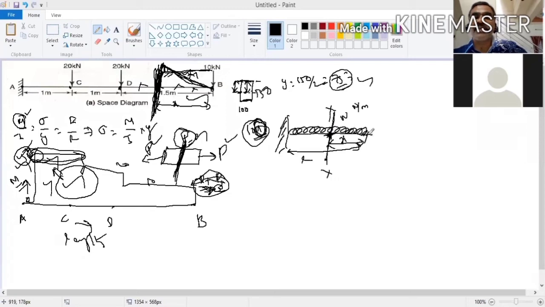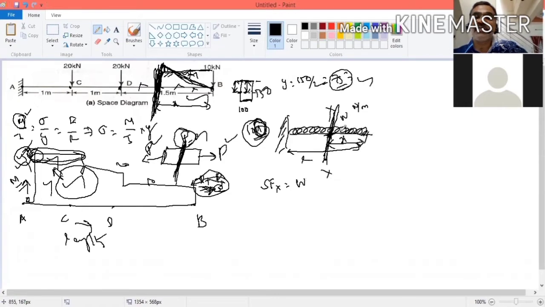If you take the right side, how much amount of load is acting? You have to see. That is the shear force at this point. Shear force at x is equal to W. W what? Newton per meter.